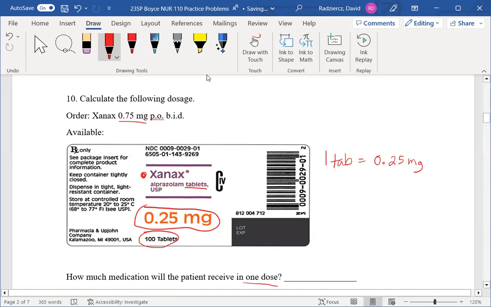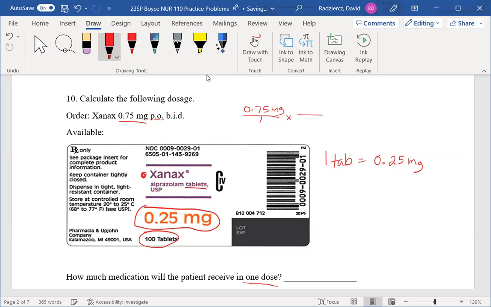So the first thing we want to do is take our 0.75 milligrams and convert this to tablets. Like we said, this is our available: one tablet is 0.25 milligrams. You're going to take 0.75, divide that by 0.25, and you're going to get an answer of 3 tablets.